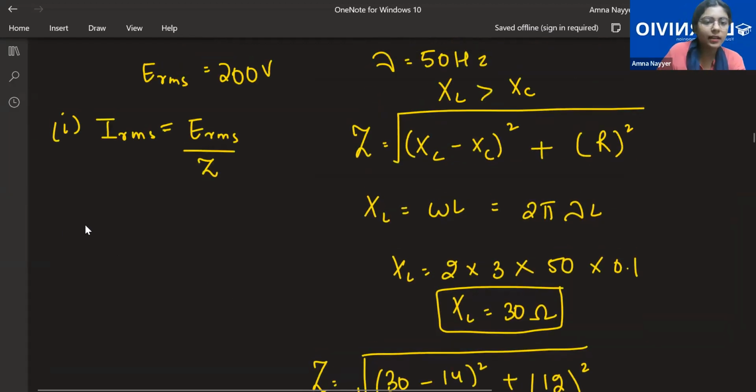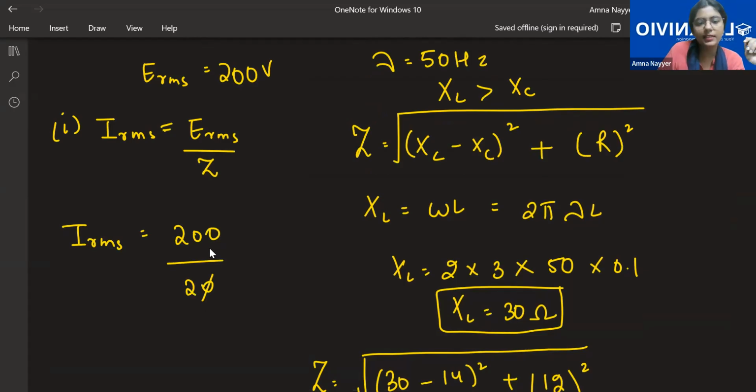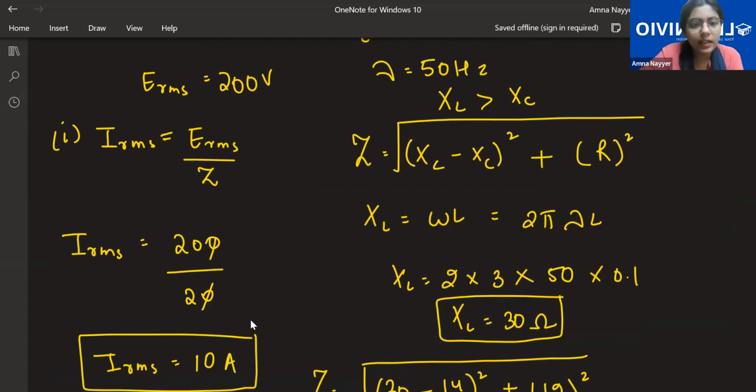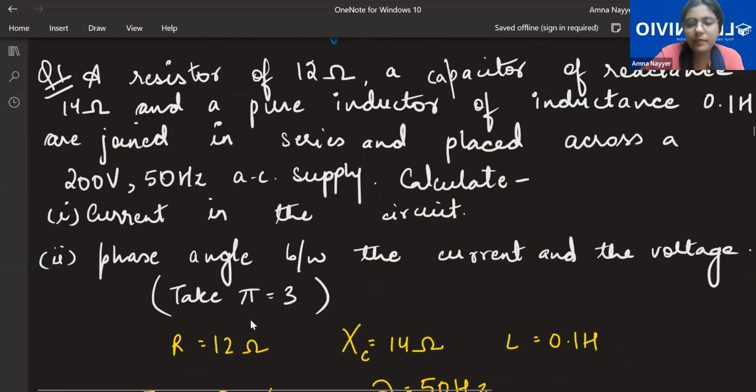Now calculating the value of IRMS, this is 200 and Z we have calculated as 20. So what is the IRMS value? 10 ampere.